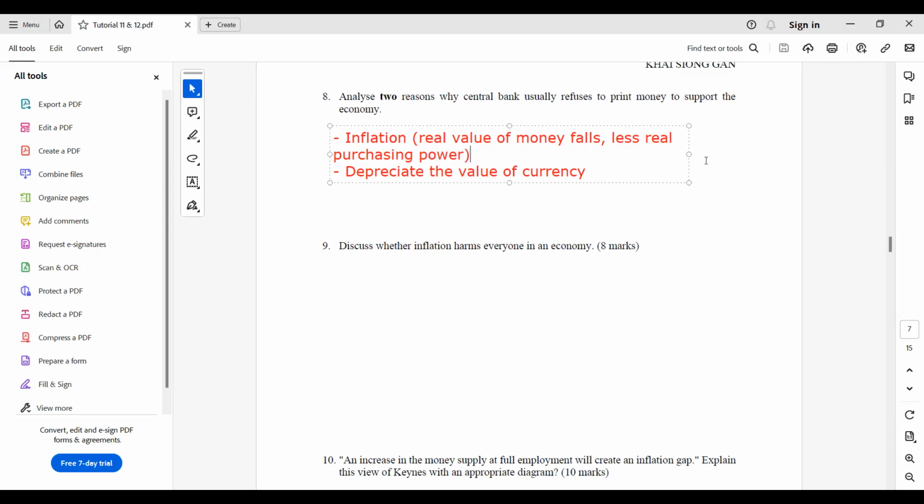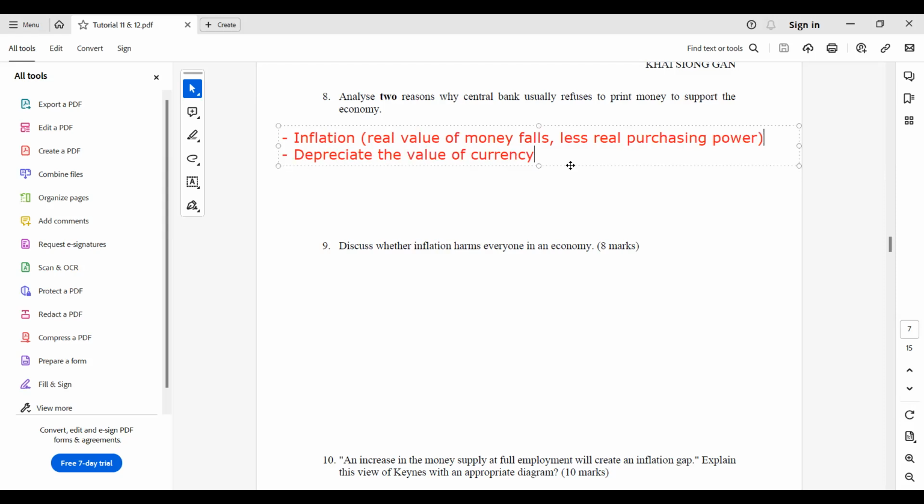Depreciate the value of currency means that it's getting cheaper for the foreigners to buy the country's currency. And you can also talk about fall in the value of savings. So if you are saving your money in banks, then the value of the amount will become less and less. So these are the 3 areas that you can focus on when you write these questions. I will still show you the answers, but you just write down these 3 main scopes here first.